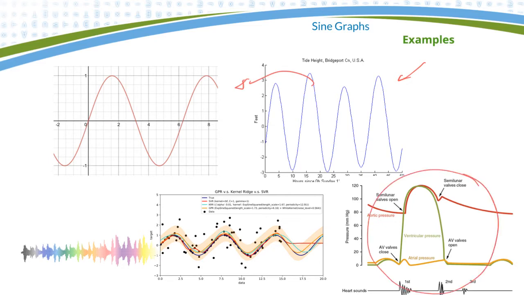Pressure in the heart or pressure in your veins. The graph of that, mapping the pressure to time, has this kind of shape to it. Here's another, a sound wave, and if you zoom in to each one of those, the thing looks more like that than it does here. Anyway, lots of different examples where you might have some kind of a sine graph.